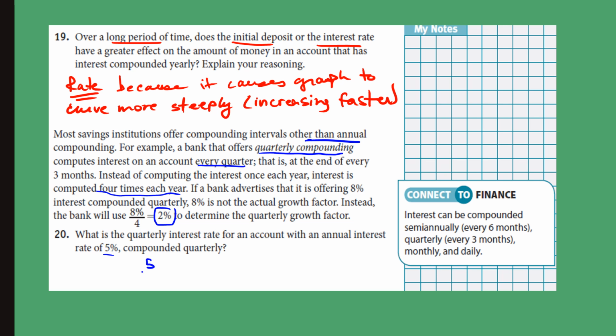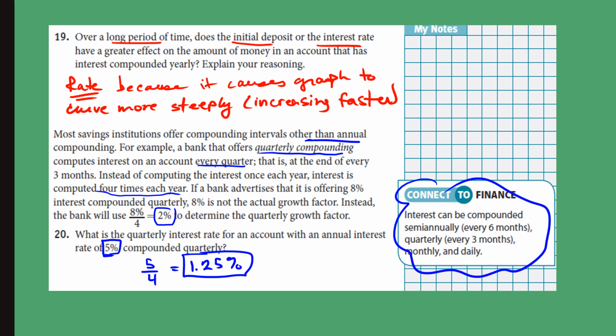Well, we'll take our 5 and divide it by 4, and we'll get 1.25 for our new percent. So that's going to be the interest rate for an account that has an annual interest rate of 5% compounded quarterly. So the quarterly interest rate will be 1.25%. Interest can be compounded semi-annually, which means twice a year, every 6 months, quarterly, every 3 months, monthly, and daily. There's all kinds of varieties.